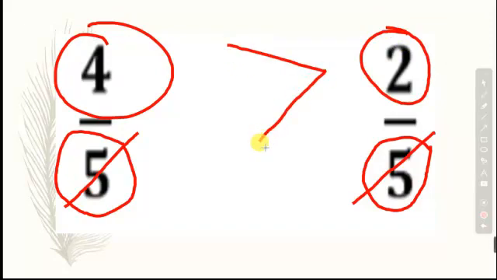So when we have two fractions with the same denominator, I will cancel the denominators, and then I have 4 and 2 or any other numbers, I will choose the greater one. 4 is greater than 2.